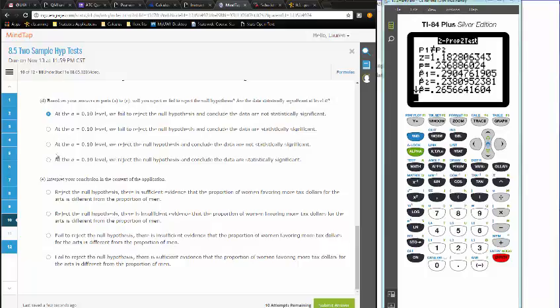To make an interpretation of this, we have failed to reject. There was insufficient evidence that the proportion of women favoring more tax dollars for the arts is different than the proportion of men. We ran a sample on both populations. We ran a test on the difference between those two samples and did not find a statistically significant difference.